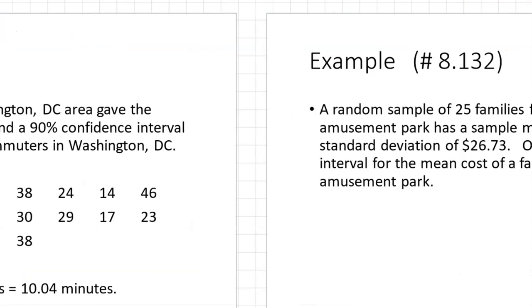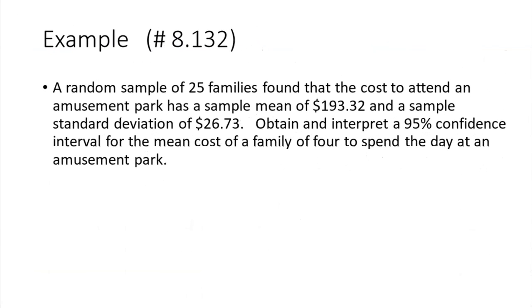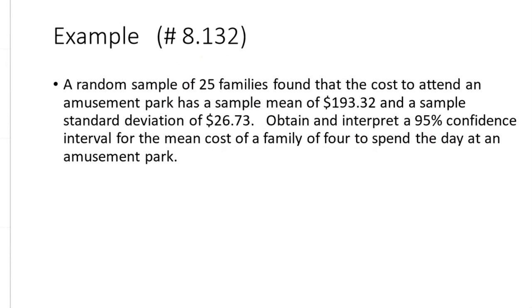All right, let's try another one. Let's try cost of attending an amusement park. So I'm going to sample 25 families, and notice that the data wasn't given to me, but I have enough information from what's written in here to solve the problem. Random sample of 25 families found that the sample mean is $193.32 to attend an amusement park. Sample standard deviation is 26.73.